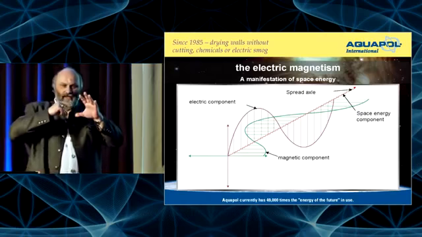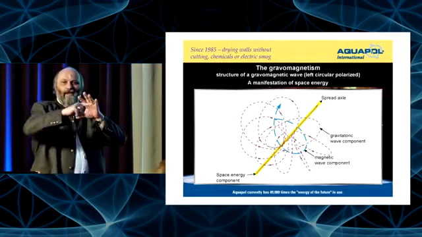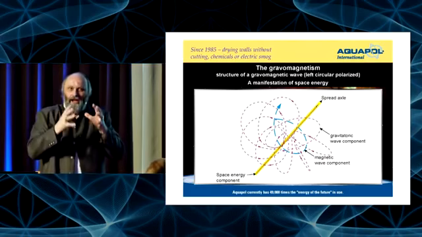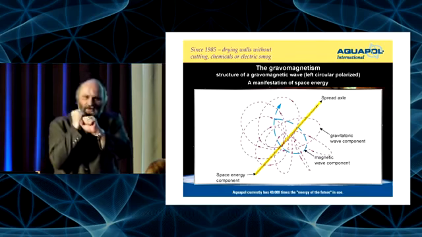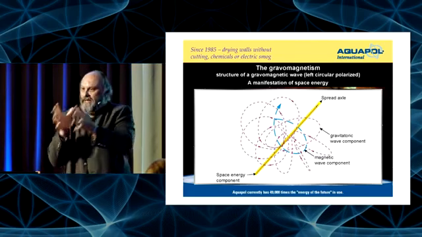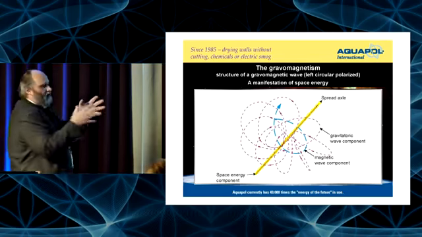So the new idea is, the question was, how is space energy connected with these electromagnetic waves? What is the interaction of it? You can just imagine, on the axis of this electromagnetic wave, the propagation axis, there is the space energy. So the space energy has the function of a carrier wave in the electromagnetic wave. This is the new idea.